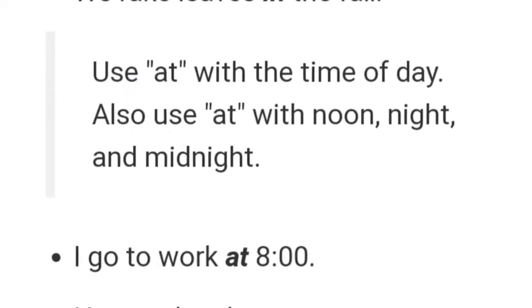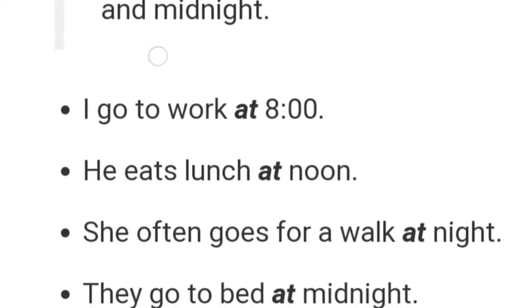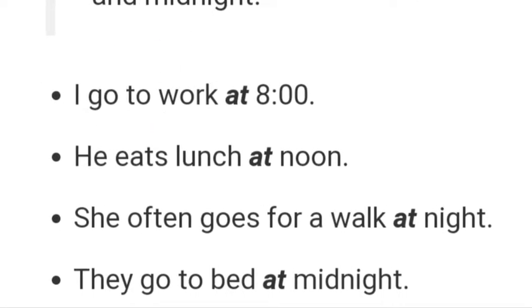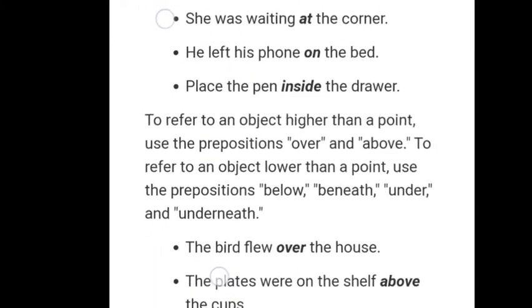Use at with the time of day, also use at with noon and midnight, for a small thing. I go to work at 8 o'clock. He eats lunch at noon. She often goes for a walk at night. They go to bed at midnight, like this. And prepositions of place.